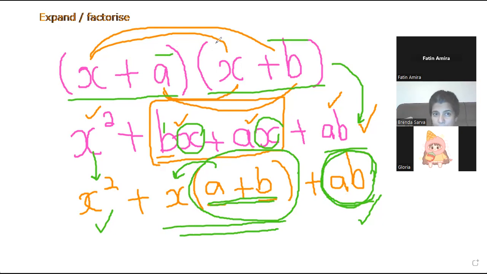I hope you know what's a product, guys. Product means multiply. When you multiply A times B, you call it a product. A plus B is called a total, or you can say it's a sum. Do you understand so far? A plus B means you are adding up. AB means you are multiplying. Do you understand that part?